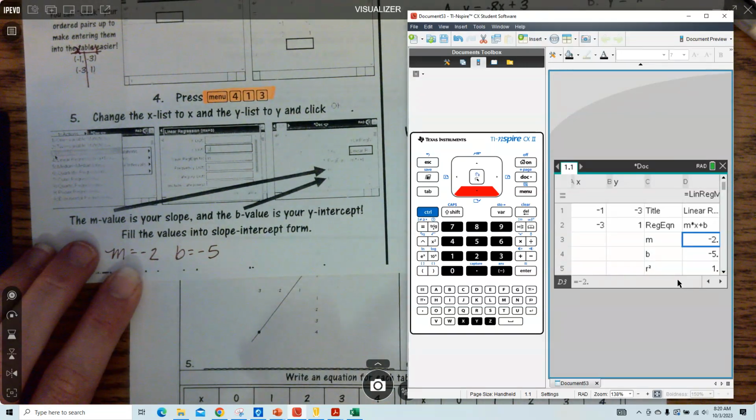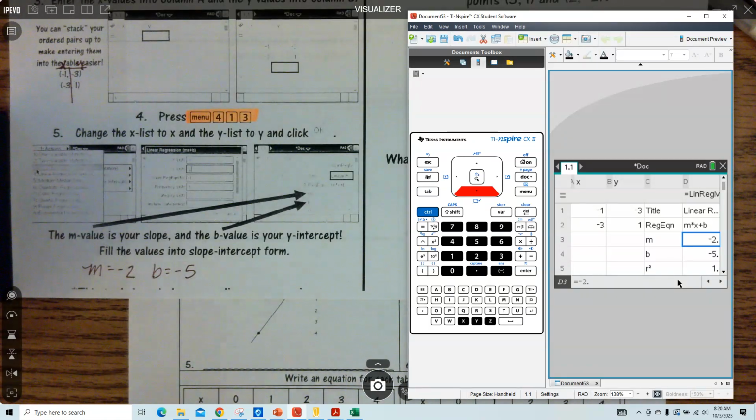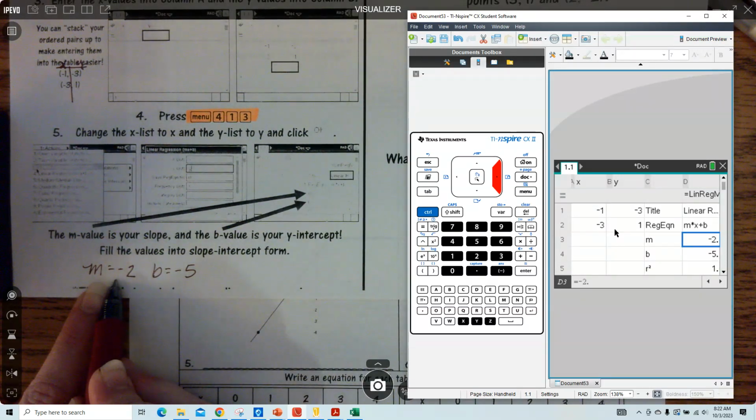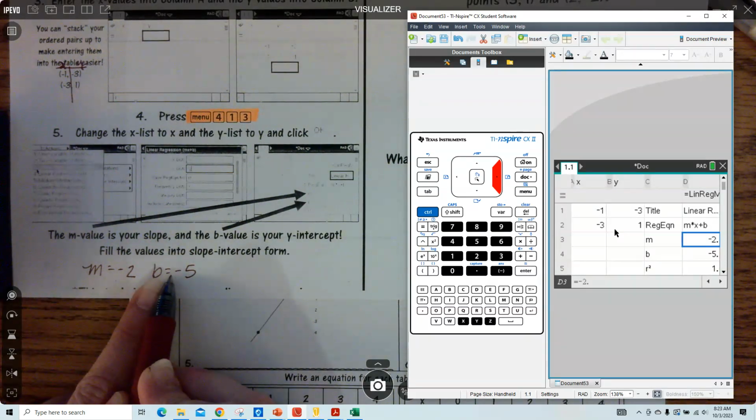Okay, so you see where my blue box is? After you type this 1 in here, hit enter, and it automatically puts that blue box there, and then do menu 4 1 3. If you leave it like this where you're still typing in that blank, your calculator won't do it. Enter that number, lock it in, and then do menu 4 1 3. All right, so M is -2, B is -5.